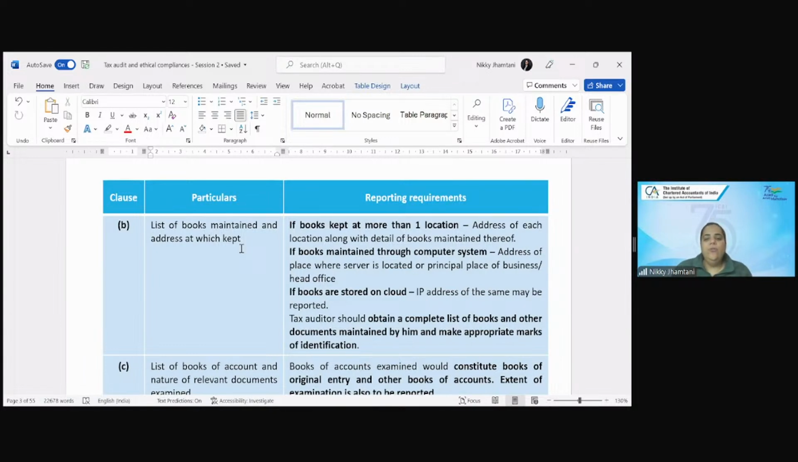Tax auditor should obtain a complete list of books and other documents maintained by him and make appropriate marks of identification. So he has to obtain the complete list of books, check it, and wherever he checks, he has to place appropriate marks of identification to show that it is actually audited.